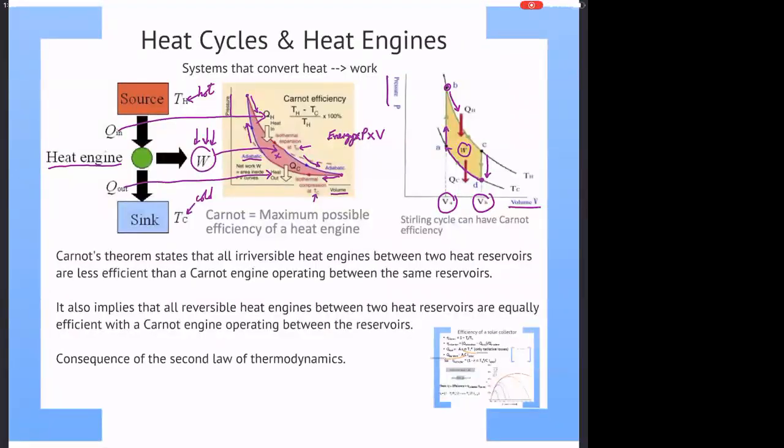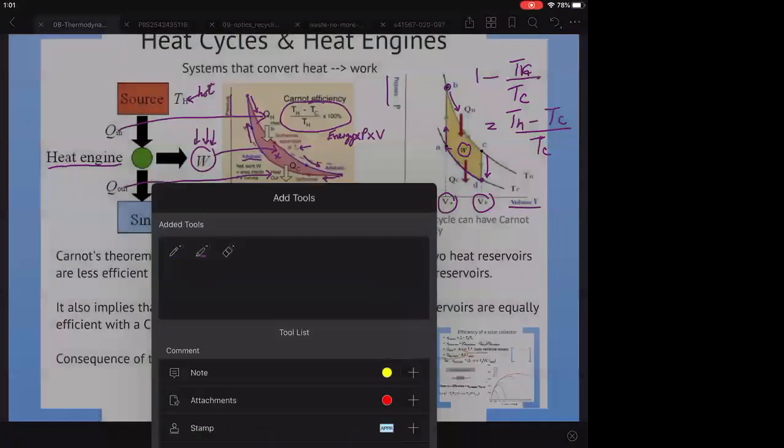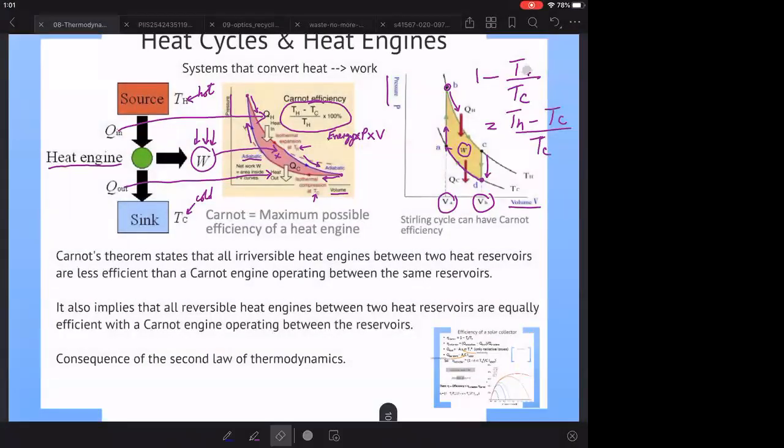So Carnot's theorem essentially says that all irreversible heat engines between two heat reservoirs are less efficient than a Carnot engine operating between the same two reservoirs. And that's the efficiency number here, which is again 1 minus T hot divided by T cold, which is of course T hot minus T cold divided by T cold, right? Which is equation. Whoops, my mistake. Let me redo that. Let's erase.